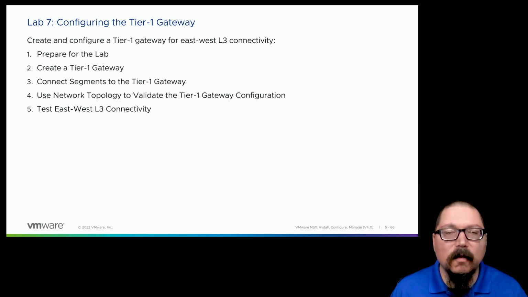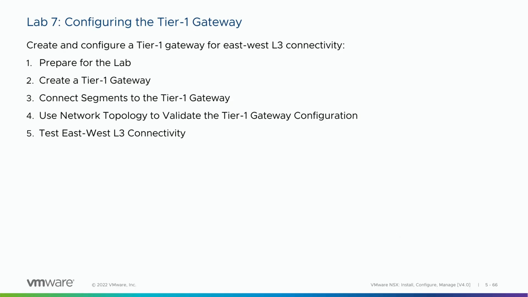Here in this lab, we're going to build out a tier 1 gateway and connect our 3 segments, web, app, and DB. We're going to connect those segments to that gateway. We're going to then make sure our route advertisement is set properly and all of that kind of stuff. And we're going to go ahead and test that connectivity from web to app, from web to DB, from app to DB, and so on. So go build your tier 1 gateway. Come back. We'll wrap this lesson up.